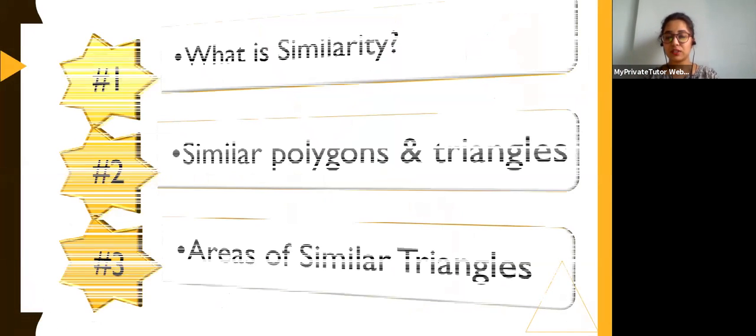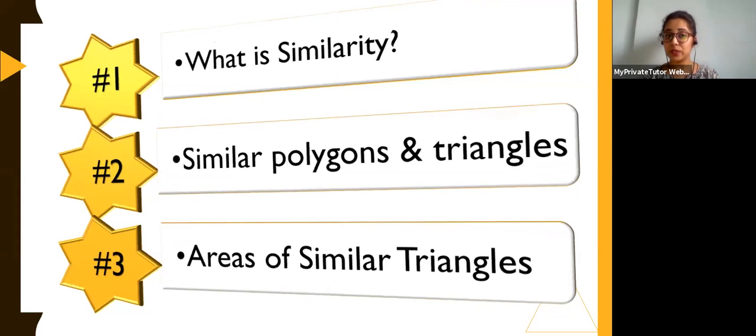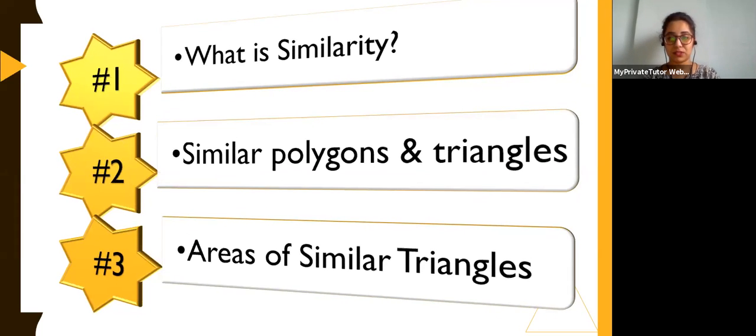So, in this session, we'll be considering three parts. Hashtag one is what is similarity. Hashtag two is what are similar polygons and triangles. And in the third part, hashtag three, we'll be talking about areas of similar triangles. Before getting into hashtag one, two, and three, I'll give you a quick recap and a bit of information about triangles and the recap about the ninth standard which you've already studied.